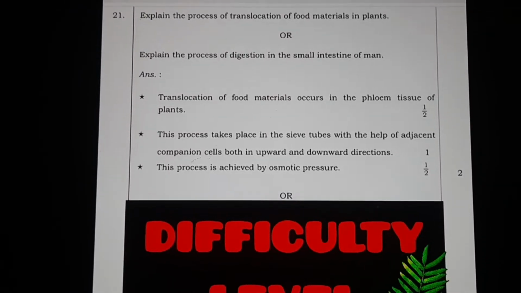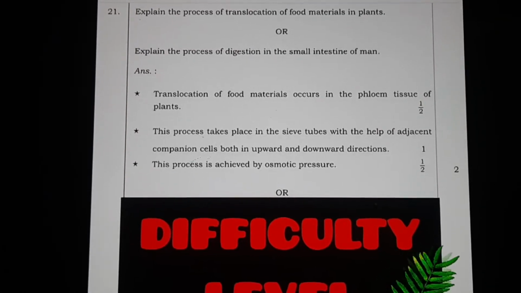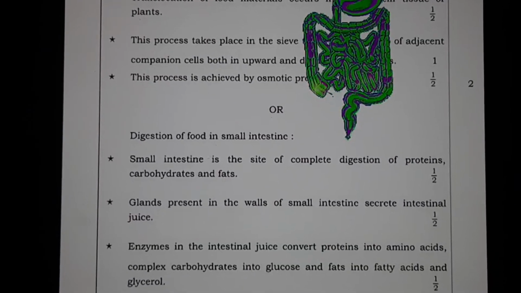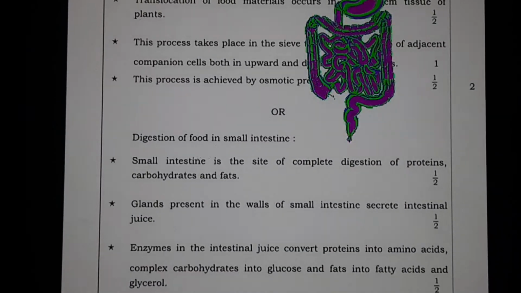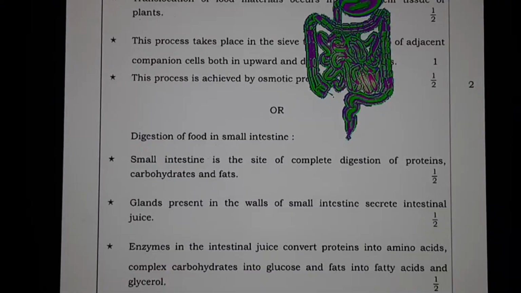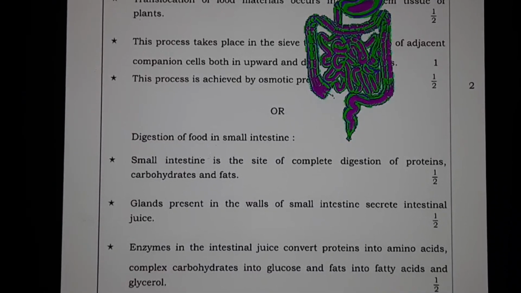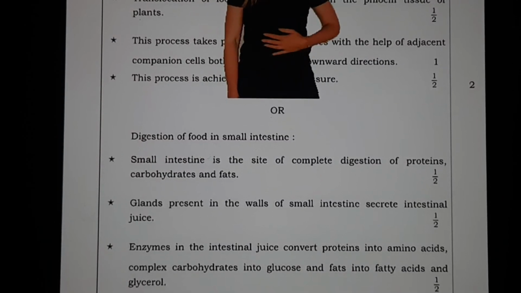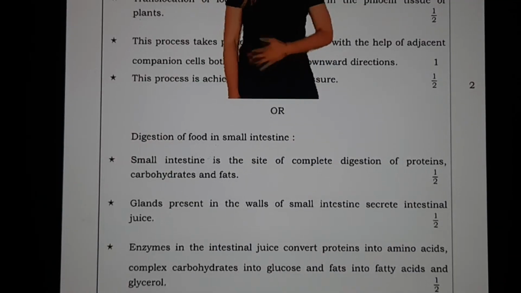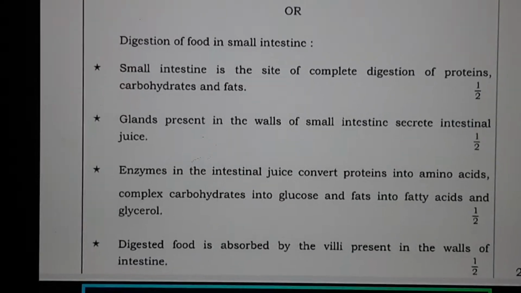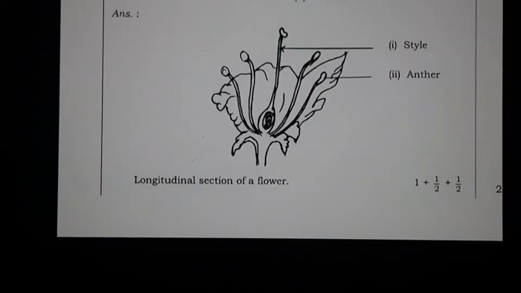Explain the process of digestion in the small intestine of man. Digestion of food in small intestine. Small intestine is the site of complete digestion of proteins, carbohydrates and fats. For this you will get half marks. Glands present in the walls of the intestine secrete intestinal juice. For this again half marks. Enzymes in the intestinal juice convert proteins into amino acids, complex carbohydrates into glucose and fats into fatty acids and glycerol. For this half marks. Digested food is absorbed by the villi present in the walls of the intestine. For this half marks.